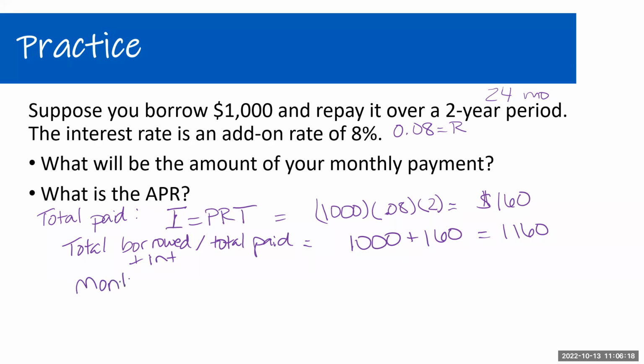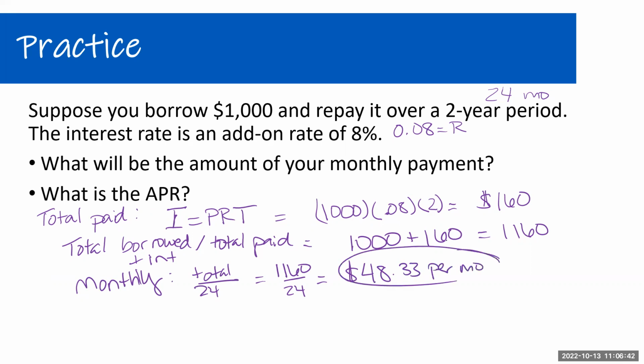Our monthly payment will be our total divided by 24 months. So 1160 divided by 24, if we plug that into our calculator, we will see that is going to be about 48.33. So we're going to pay 48.33 per month.